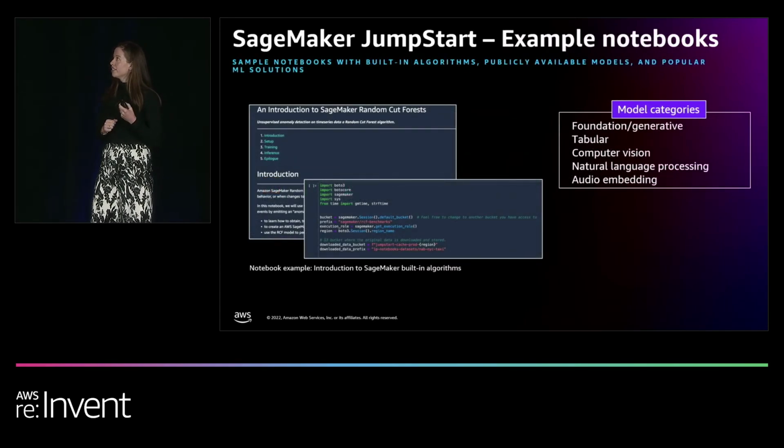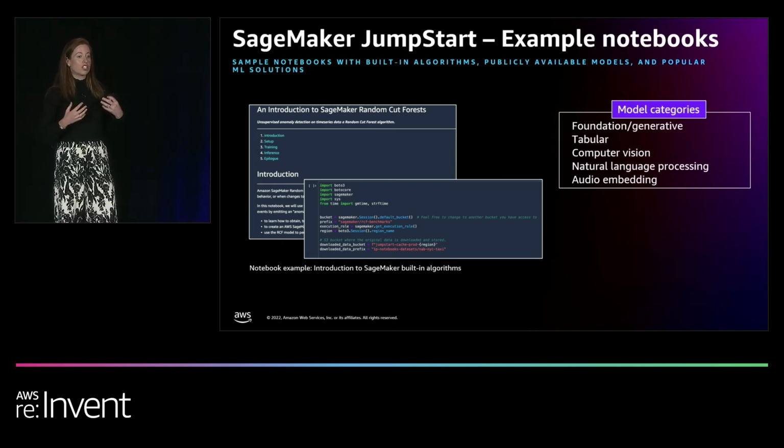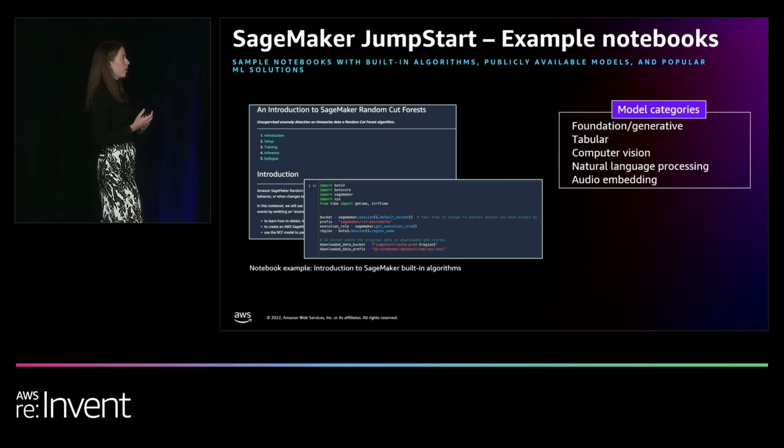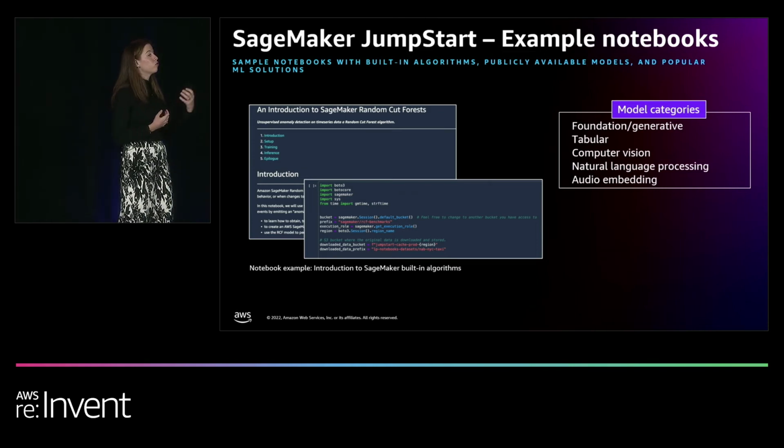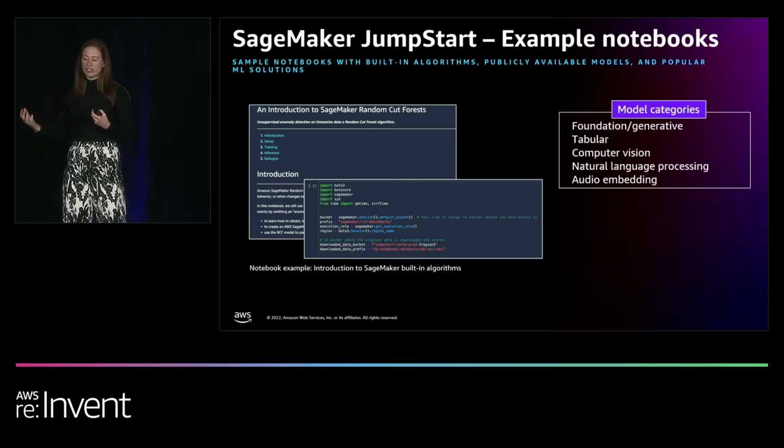Lastly, we have these JumpStart example notebooks. These example notebooks are end-to-end approaches to common ML problems. They are just Python code-based notebooks, and they're really an accelerator for when you want to take a very pro-code approach to a common ML problem, but you need some help or guidance on how to move faster.